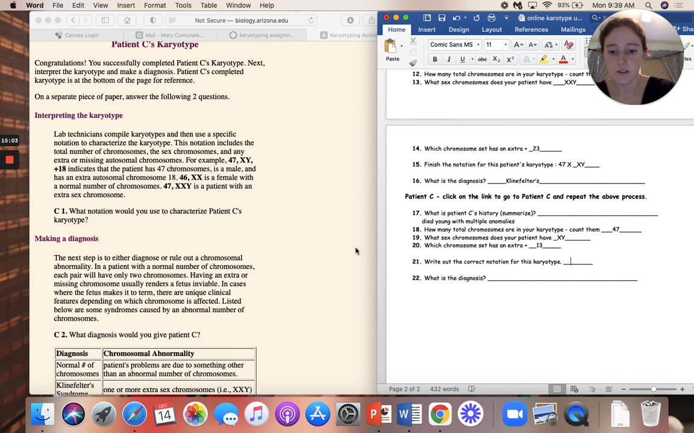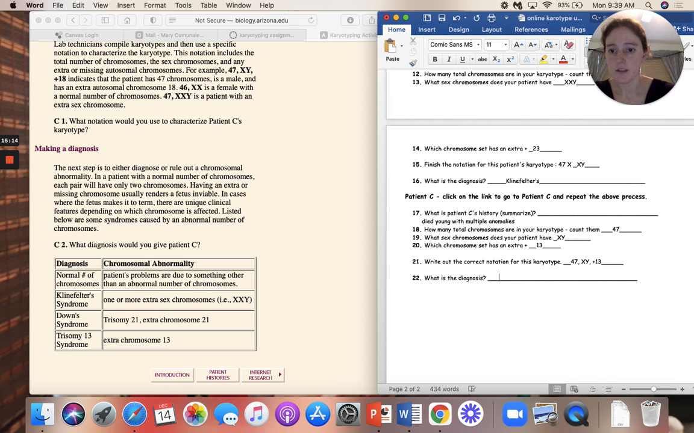So we got 47XY plus 13. And the diagnosis here would be trisomy 13. Most babies do die if they have that abnormality.